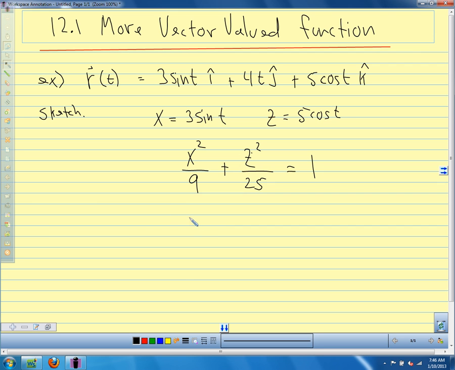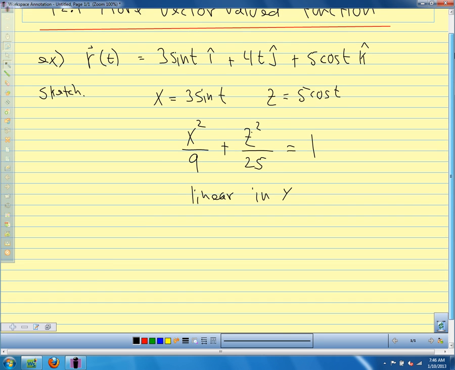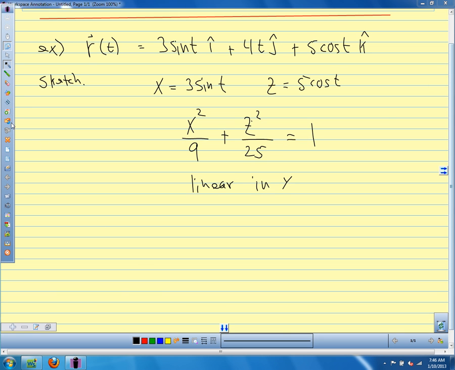So I'm just going to write down here, it's linear in y. If we were to try to sketch this, it can get kind of tricky to sketch these. So here are my axes. I'll do my axes over here, z, x, and y. So we have this ellipse.